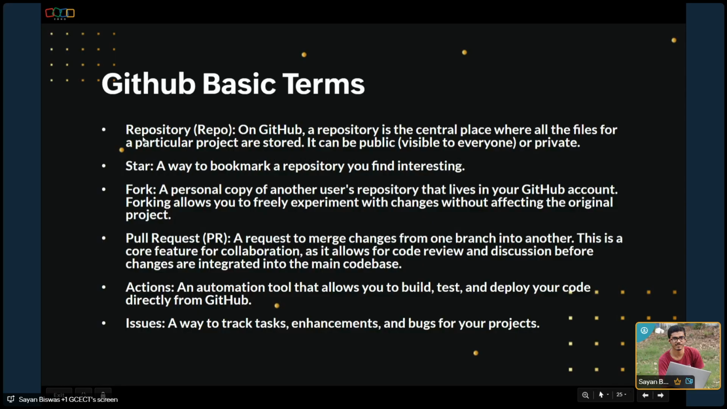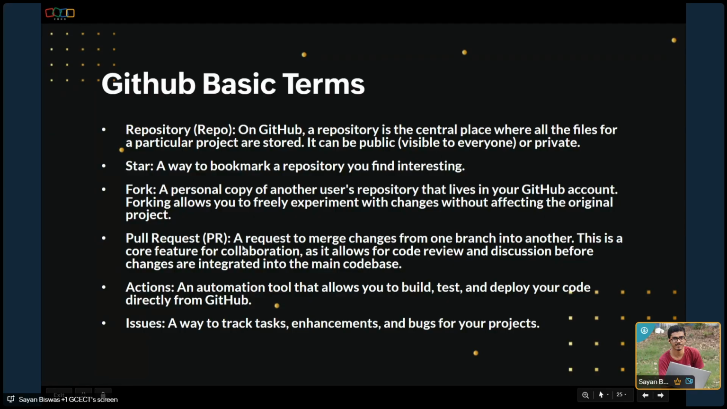For GitHub, a repository means a central place where all the files for a particular project are stored. It can be public or private. Star means to bookmark a repository. Fork is like clone, but in fork, what happens? You create a personal copy of another user's repository that lives in your GitHub account. From one repository to your account's repository, you are basically creating a copy. That is called fork. Forking allows you to freely experiment with changes without affecting the original project.